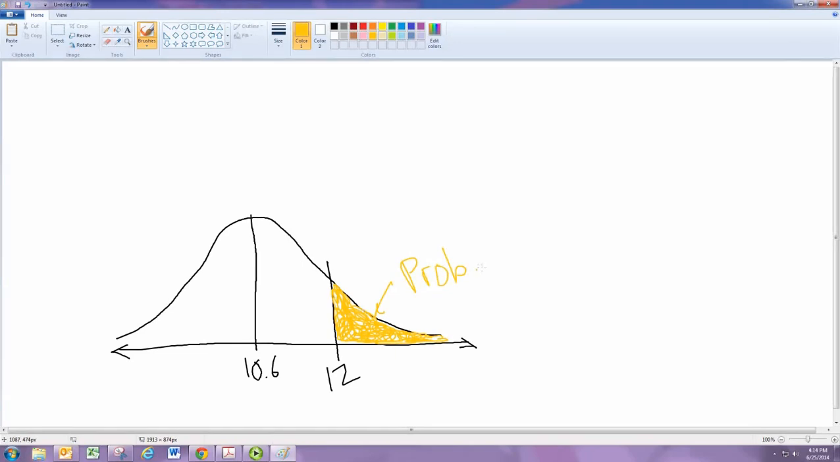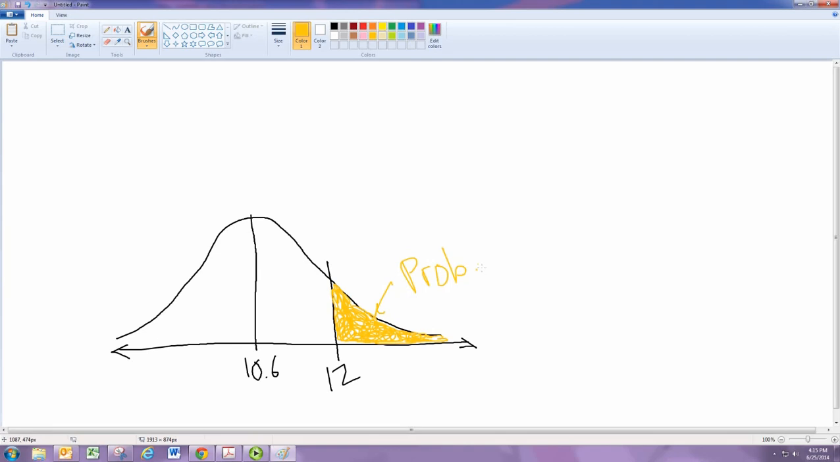Now what can you tell about this from the picture? Well, we can't tell a precise amount, but we do know that the total area under the curve is 100%, and therefore the area on either side of the middle line is 50%. From the picture you can tell that the probability should be less than 50%. And that's important because a lot of mistakes will give you answers more than 50%.